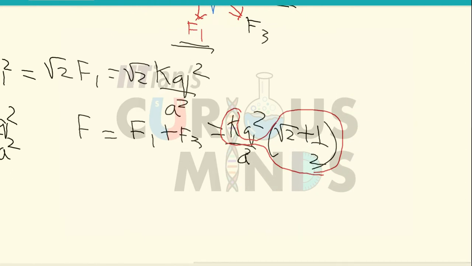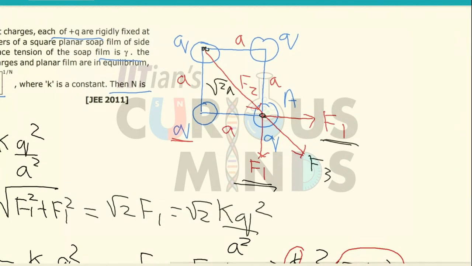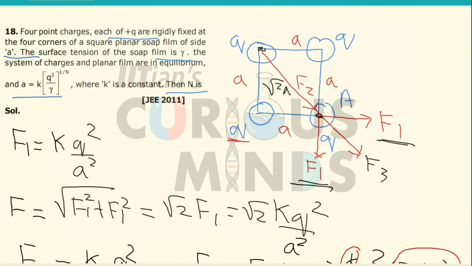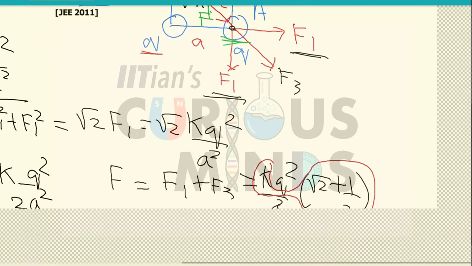So I will write the total force as k dash, any other constant, times q square divided by A square. Now this is the force acting in the right hand side direction. In order to keep this entire system in equilibrium, or let me consider this charge in equilibrium, there should be a certain force acting in the opposite direction. This force acting in the opposite direction will be due to the surface tension.